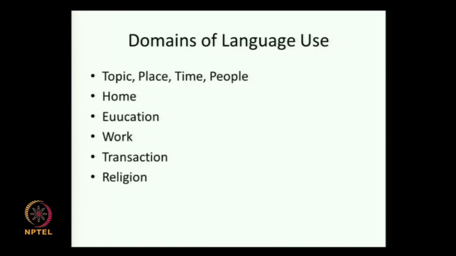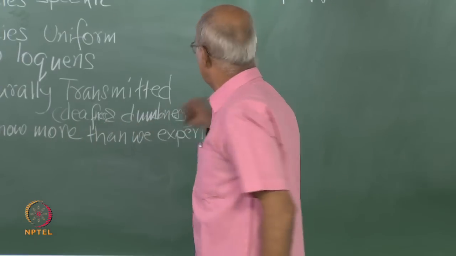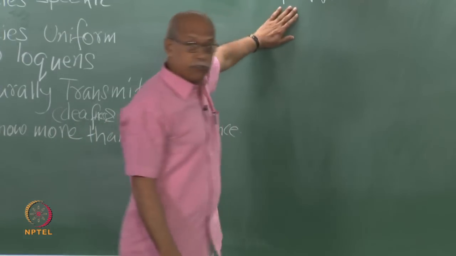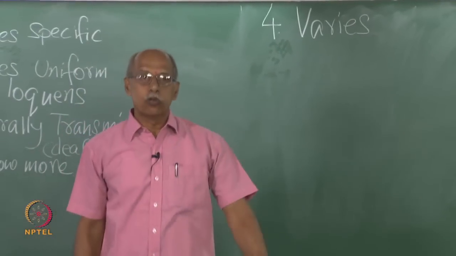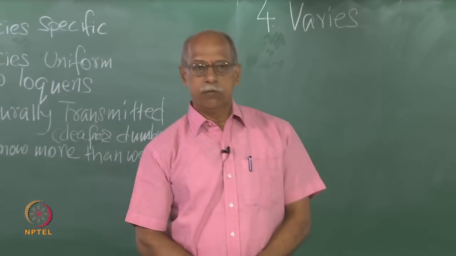Okay? You know, so depending upon place, people, time, topic, okay, and various domains can be there, domain of home, domain of work, domain of transactions, religion, no matter how, in church, in temple, in mosque, we all use very sacred language. The point is, language varies. The fourth feature. What is the fourth feature? The language varies. Please look up the book, look up net, and you will learn more about it.